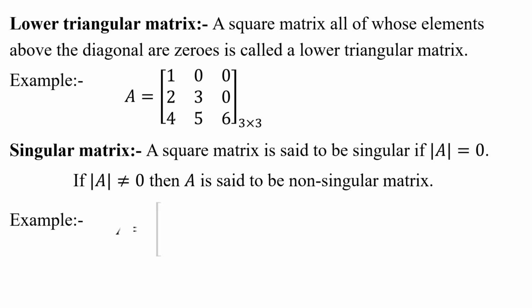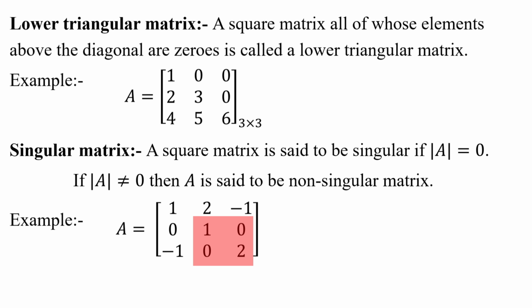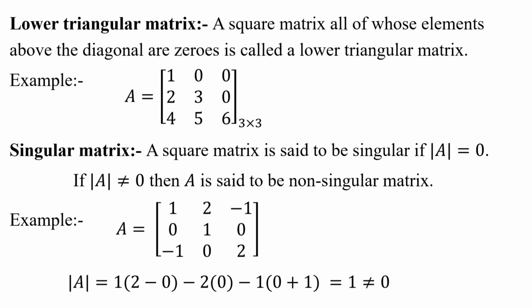Consider the example. While we are finding the determinant, take the first element of the row, leave the first column and the first row. Consider this 2 by 2 minor, so you'll get 2 and 0. Then the second element, minus 2, leave this column and this row, then you get 0, 0. Then the third element, minus 1 into, leave this column and this row, you get 0 plus 1. So the answer is 1, which is not equal to 0. So this is an example of a non-singular matrix.